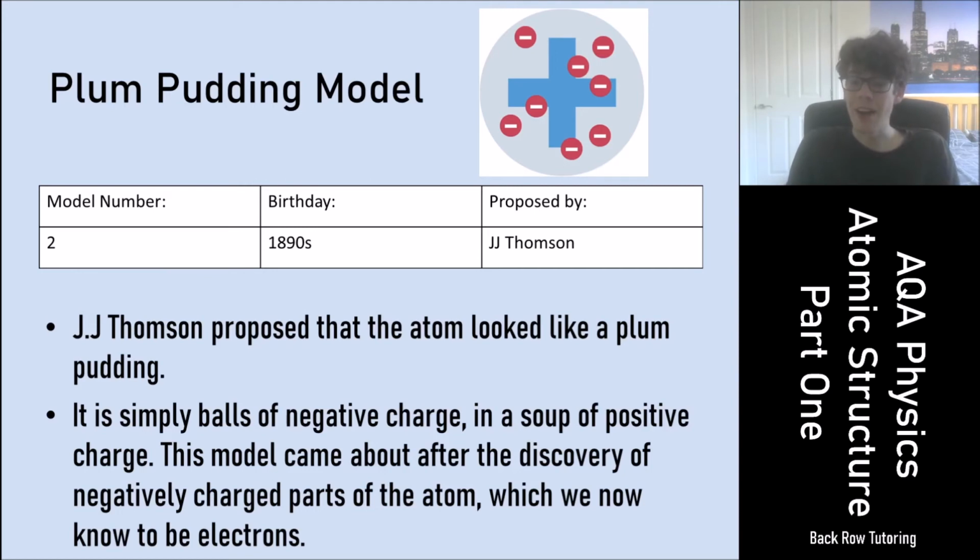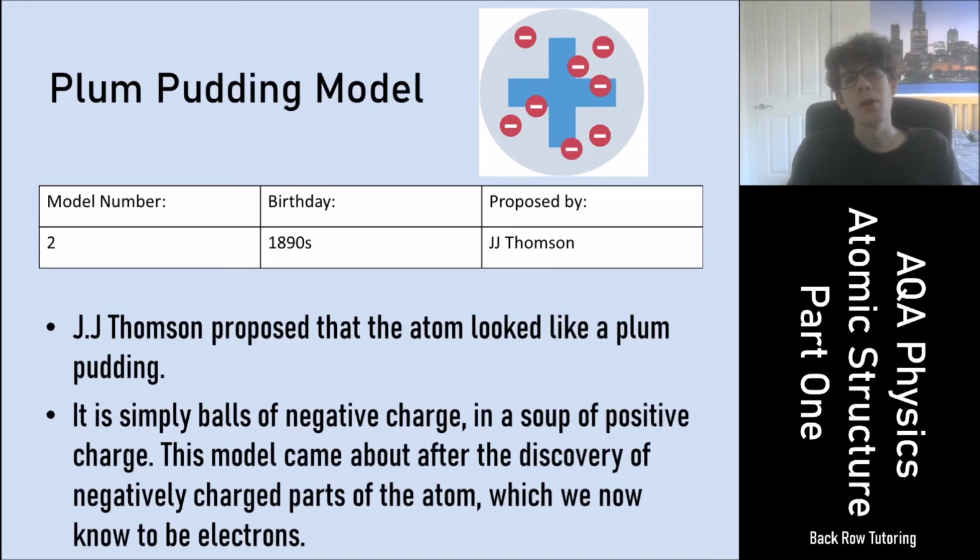This model came about after the discovery of negatively charged parts of the atom, which we now know to be electrons. So the plum pudding model came about after the discovery of electrons. And J.J. Thomson's idea of an atom was that we have a sort of soup of positive charge, and within that positive charge, lots of little bits of negative charge, which we now know are electrons.